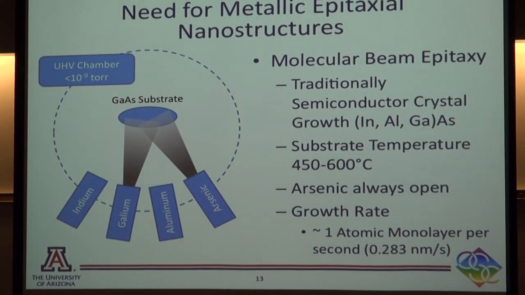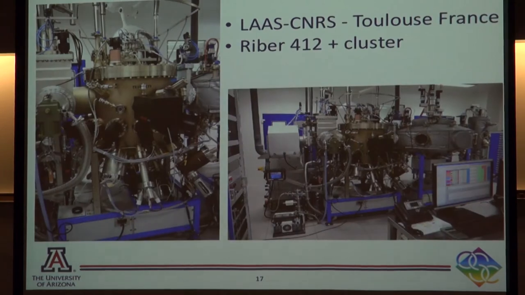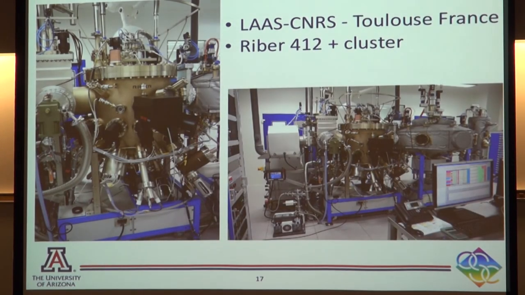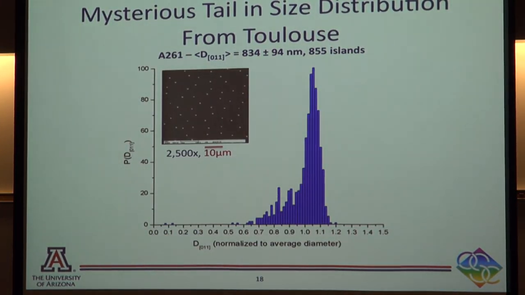Let me go straight to this PowerPoint. Okay, so this is a distribution we did in our machine. We did it for 1,700 islands, and it is Poissonian in our MBE machine. Then we did this distribution in a Fringe machine, which is a very different design, with a huge flat surface. This is kind of a $4 million machine, and they do have a different distribution. They pick up this tail.